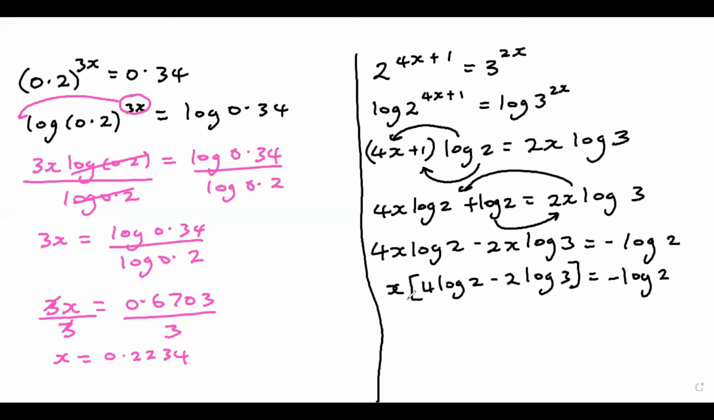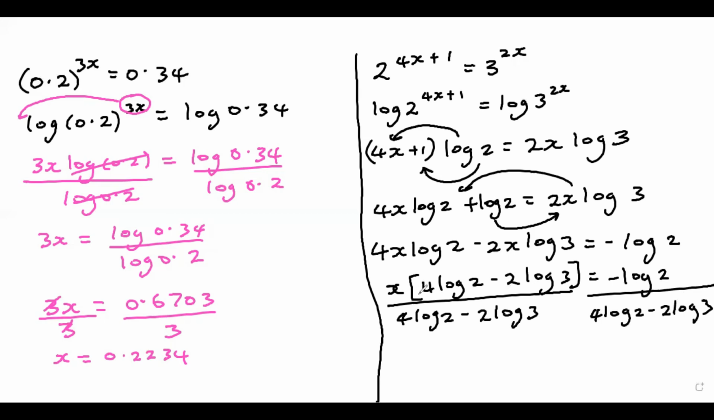So now we have to divide both sides by all of what is in the bracket here, by 4 log 2 minus 2 log 3. So if you input that in your calculator, it's minus log 2 divided by open bracket, and then you substitute the entire denominator inside the bracket to get the final answer, which is minus 1.2047.